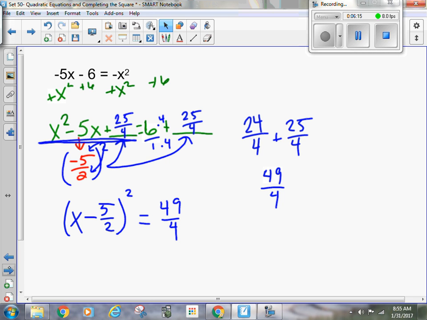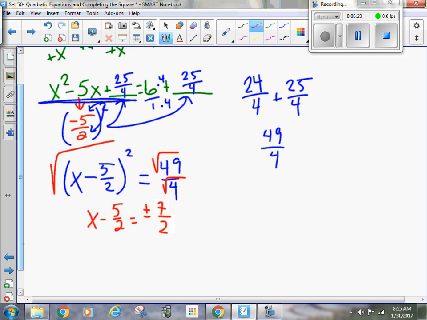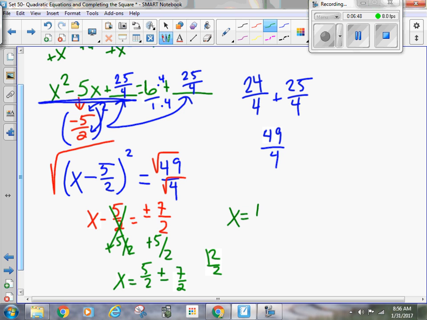Okay, I want to eliminate my squared. So I'm going to square root. Remember, it goes to the top and the bottom. X minus 5 over 2 equals plus or minus 7 over 2. All right, we want to get x by itself. Add your 5 over 2 to both sides. So we have 5 over 2 plus or minus 7 over 2. Okay, common denominator. So we're going to do 5 plus 7, and we get ourselves 12 over 2. So that gives us a 6. We have 5 minus 7, which gives us a negative 2 over 2, which gives us a negative 1.